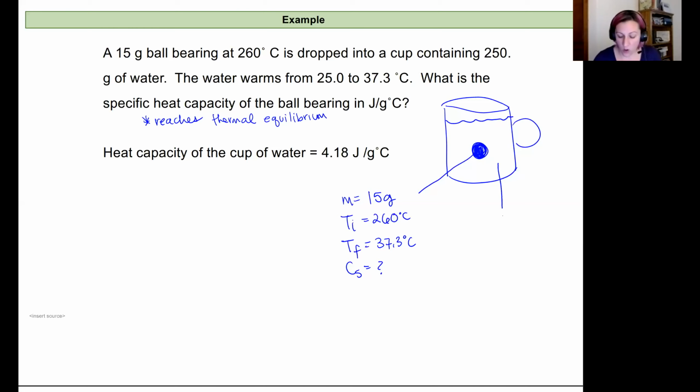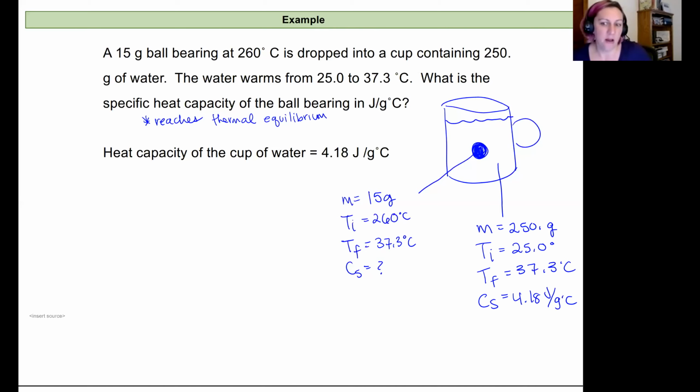Now thinking about the water, the mass of the water is 250 grams, 3 significant figures. You can see that dot after the 250. And its initial temperature is 25 degrees Celsius, and its final temperature is 37.3 degrees Celsius. And the specific heat of water is going to be 4.18 joules per gram degree Celsius. All right, so I have a lot of information here. And you can see it'd be easy to start flipping things around. So I like making sure I organize it into information about my system and my surroundings.